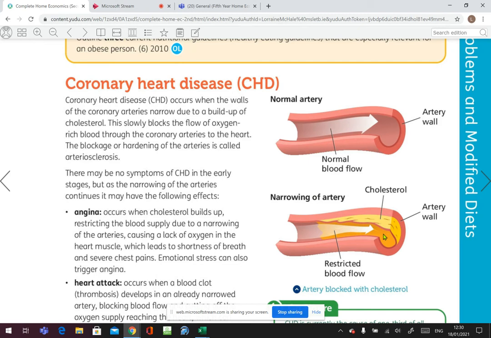Coronary heart disease occurs when the walls of the coronary arteries narrow due to that buildup of cholesterol. And this slowly blocks, over time, the flow of oxygen-rich blood, because we know that that's what is carried in arteries, through the coronary arteries. They are the arteries around your heart, as I've said already, and it brings the blood to the heart. And you can underline this bit.